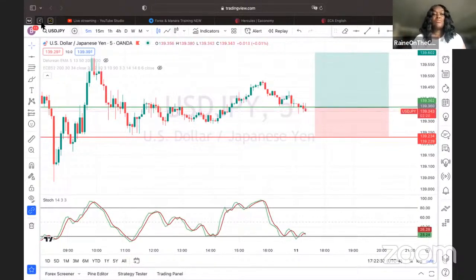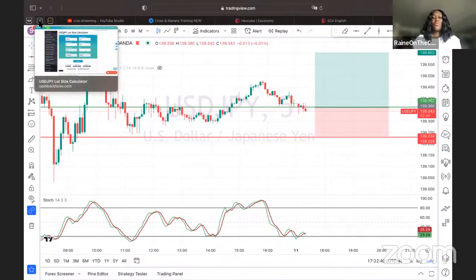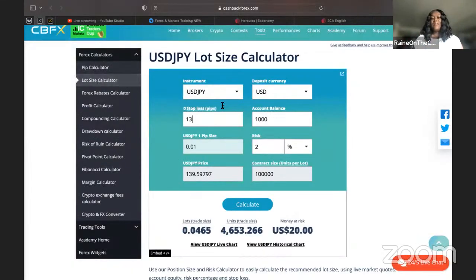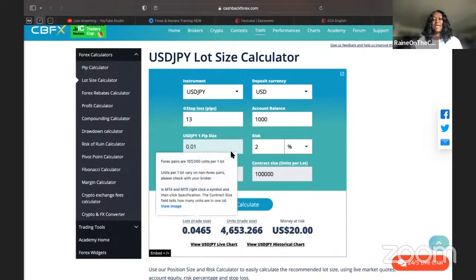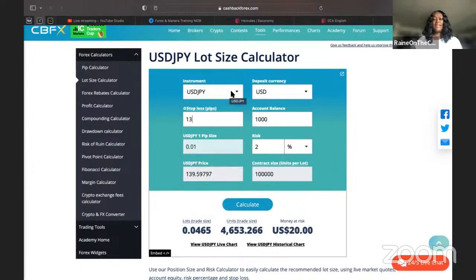So the next thing that I will say, once you have calculated the lot size for one, it's not one size fits all. So say another trade idea is given out, you don't want to just assume that it's going to be the same lot size. You want to go ahead and put the info in, right? So what, it was 30 pips? Yeah, it was 30 pips.